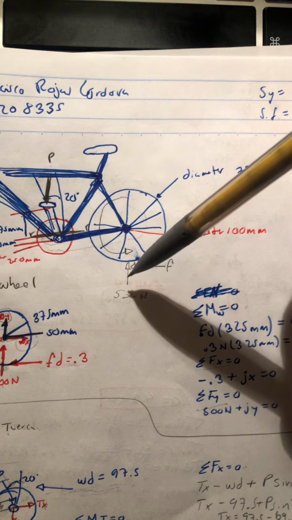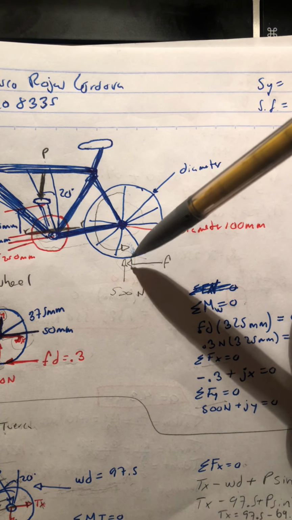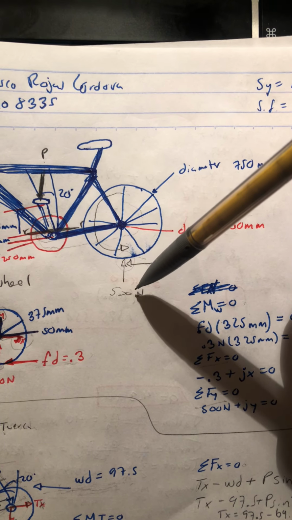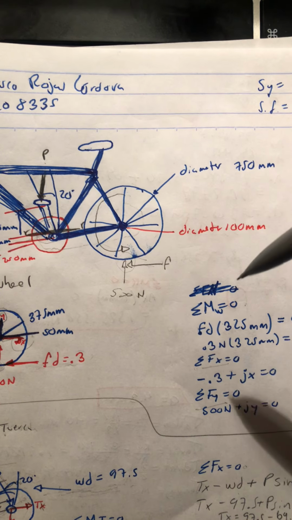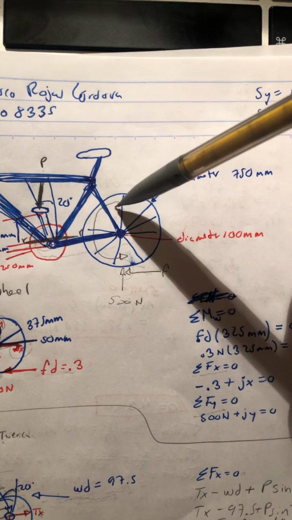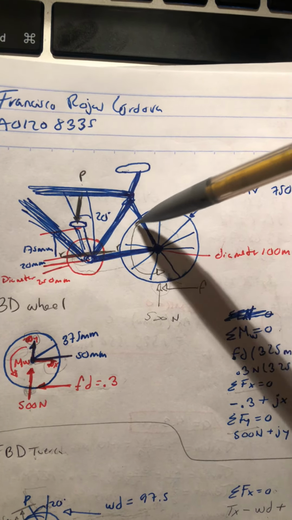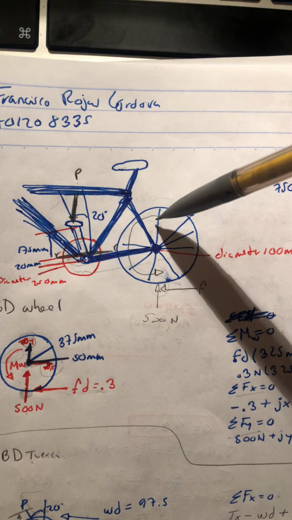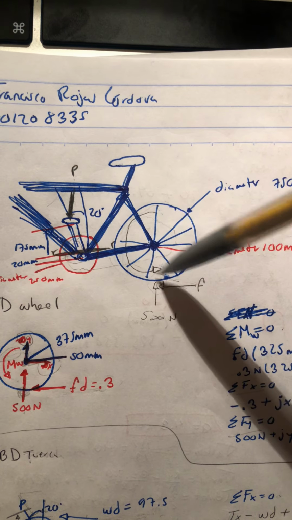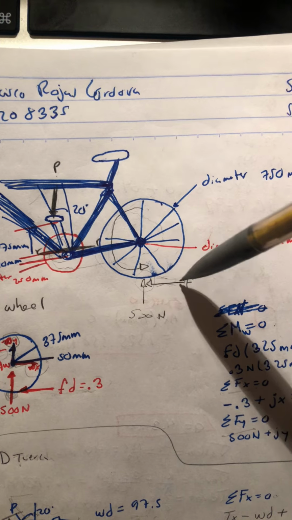Also, there is a normal reaction from the ground over the rear wheel, which is of 500 newtons. So since there is friction, we can assume there is movement on this wheel. So I will assume the movement on the wheel is to the front. So it creates a moment like this, which will force the friction to go up on the opposite side.